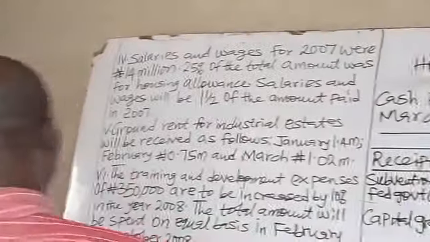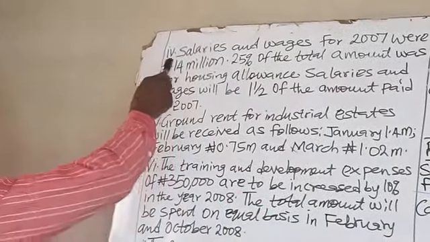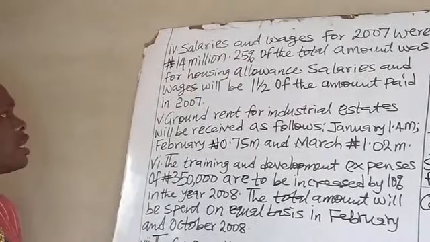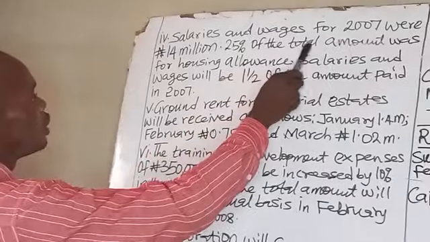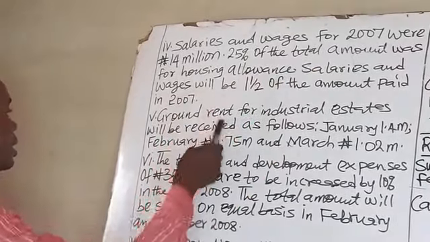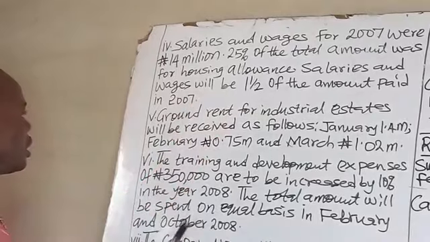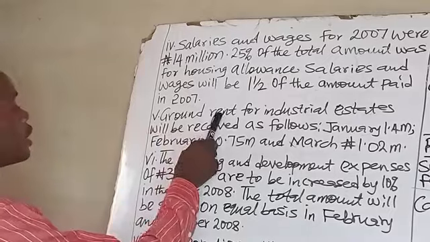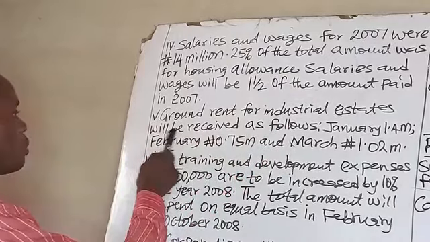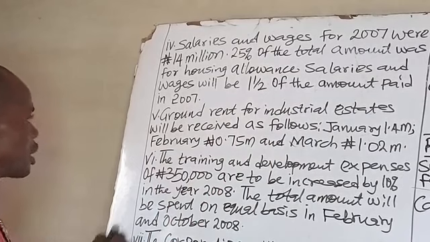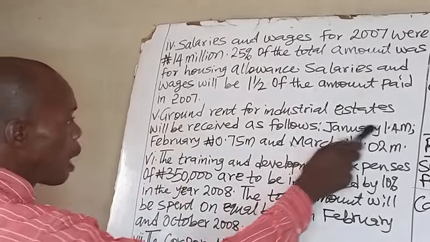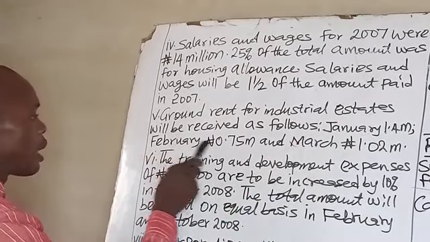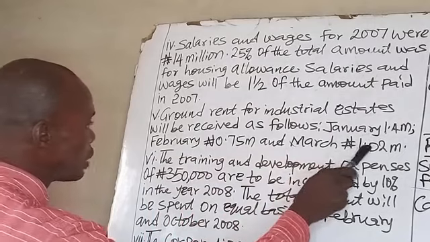Then, note 4. Salaries and wages for 2007 were 40 million naira. 25% of the total amount was for housing allowance. Salaries and wages is an expense, it's a payment. Note 5. Ground rent for industrial estates will be received as follows. This is ground rent received. 1.4 million naira will be received in January, February 0.75 million, and March 1.02 million.